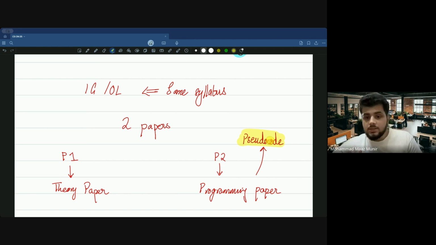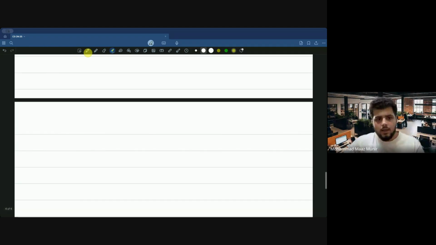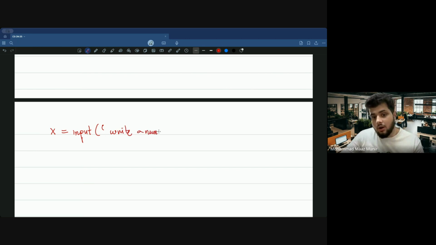Pseudocode is more of a language where you write programming statements, but in an English way. Let me give you an example. If I write something in Python, which is a programming language, and I want to take an input for a number, it could be x is equal to input, then brackets and quotation marks, write a number. That's a pretty long thing.